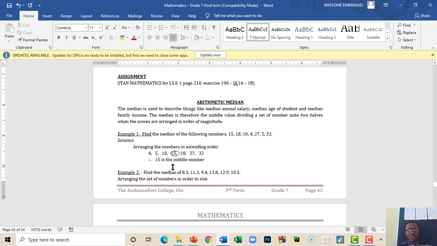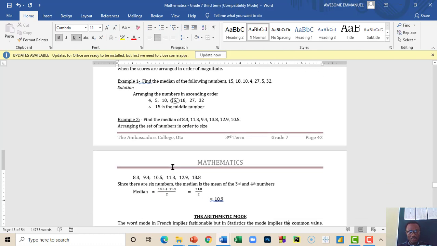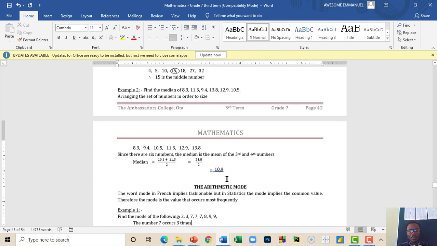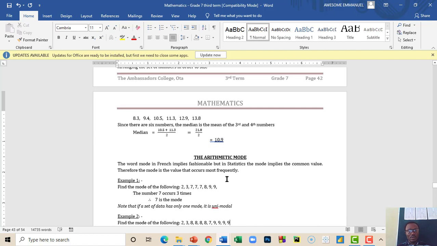But if we have an even set of numbers, we have to add the middle numbers, then divide by 2. Now that is the median. It's quite simple to get the median. Now look at this other example. Find the median in this example. In this case, this is an even set of numbers. When arranged, the middle numbers we have are 10.5 and 13.1. So adding them up, we have 21.8, then divided by 2, we get 10.9. So that is how to get the median for an even set of data.